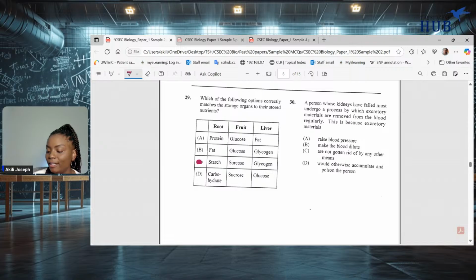It's going to be D. So excretory products are produced from different metabolic reactions within the body, right?